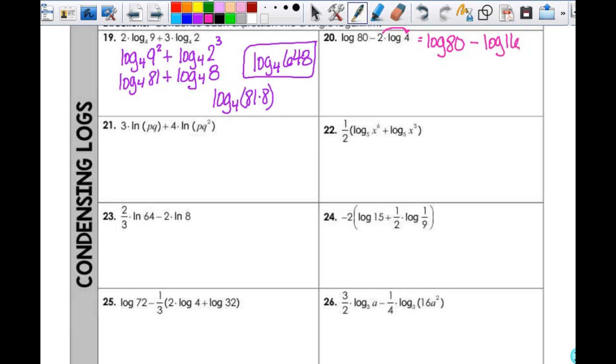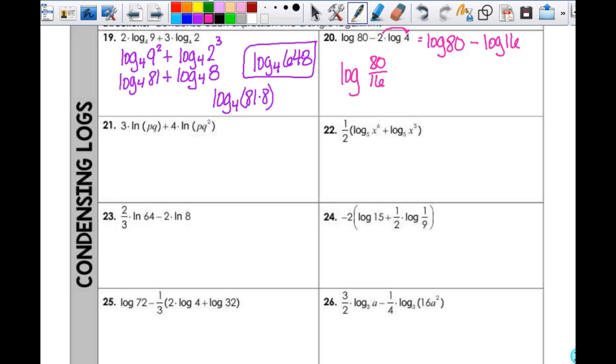You see how I skipped a step in there? As long as you know where everything's coming from and you're not making mistakes skipping that, and just knowing that it becomes an exponent, you square it, you're fine. So since I subtract, this becomes log of what? How do I write it? 80 over 16. Good. Everybody okay with that?